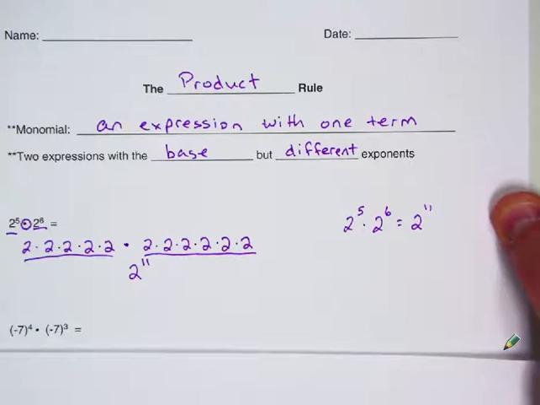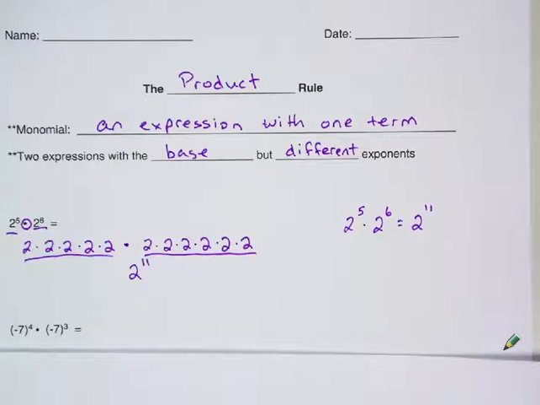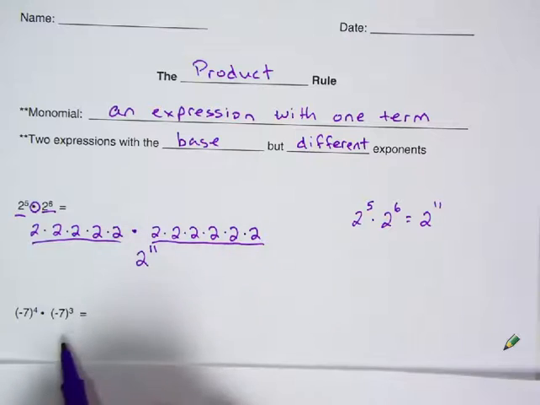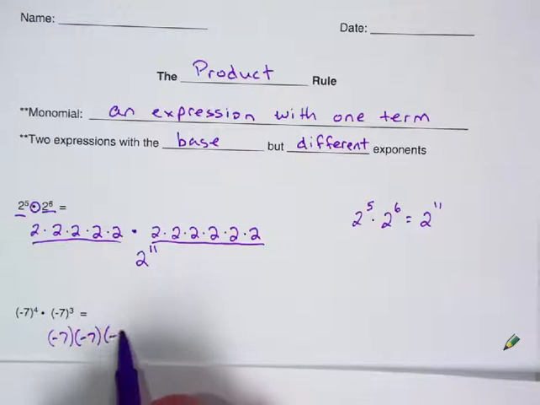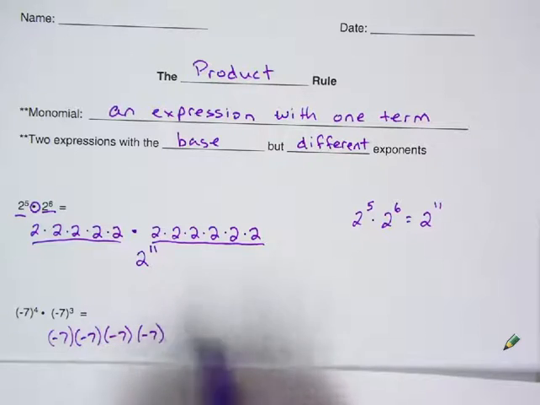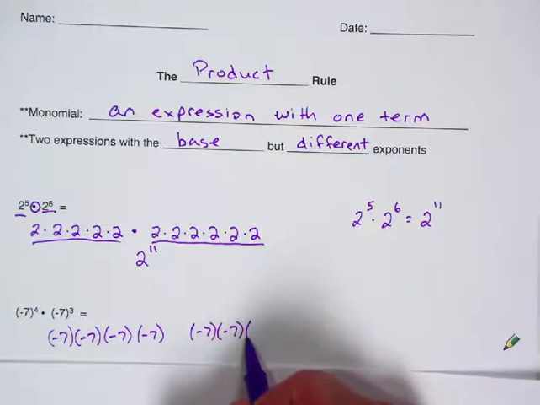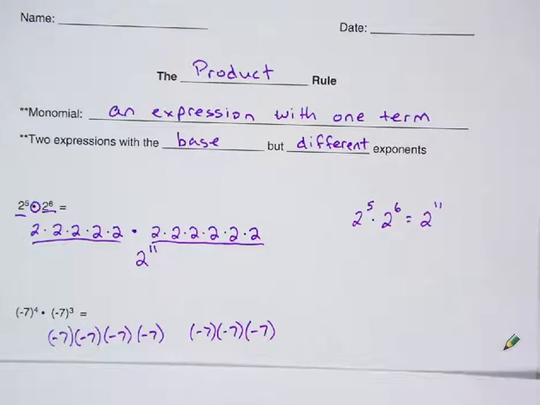For instance, negative 7 to the 4th times negative 7 to the 3rd. Even with negatives, it doesn't change the way we think about it. Negative 7 to the 4th power just means negative 7 times negative 7 times negative 7 times negative 7. Negative 7 to the 3rd power just means negative 7 times negative 7 times negative 7.